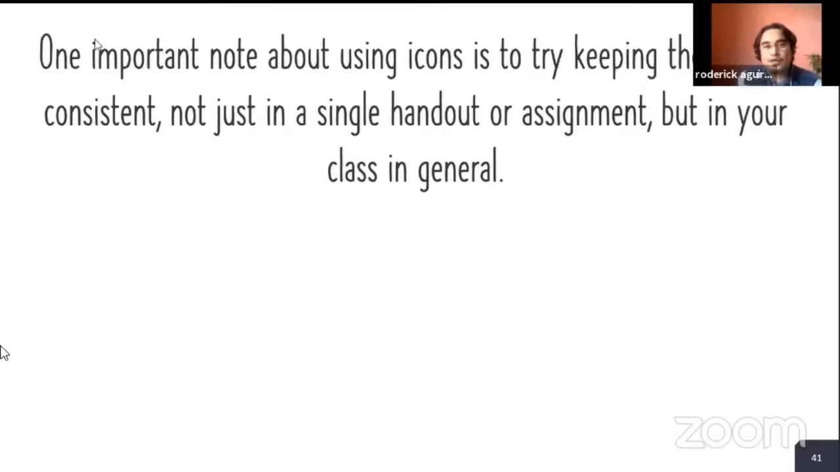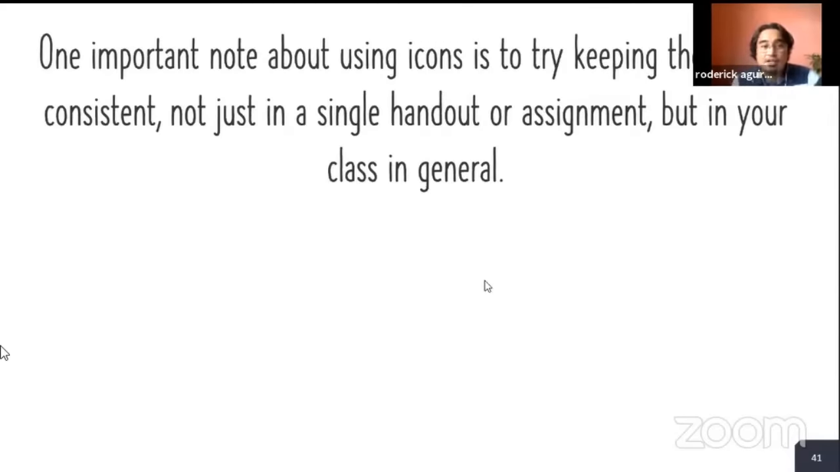One important note about using icons is to try keeping their styles consistent. Ito yung tanong kanina lang, ma'am. Consistent po dapat. Not just in a single handout or assignment, but in your class in general, or in the school in general, or in the education system in general, for consistent use of the language, okay?